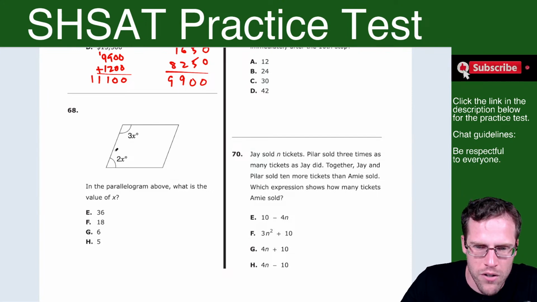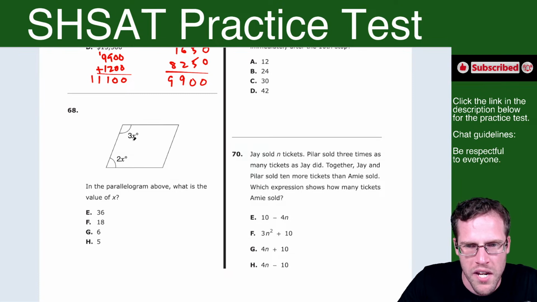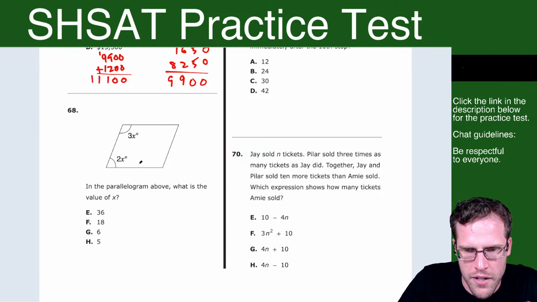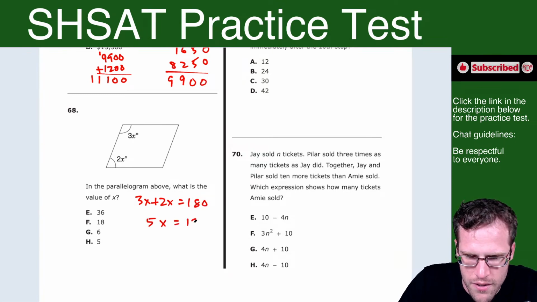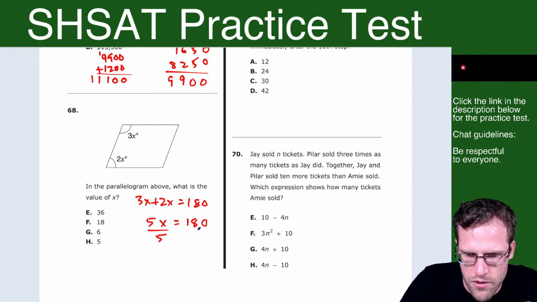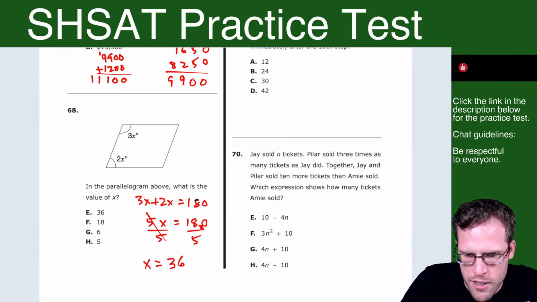So, just know, in a parallelogram, the consecutive angles add up to 180. Okay, so 3x plus 2x equals 180. This is just some textbook geometry here. It's a standardized test, and it's timed, so I'm moving quickly. 5 goes into 18 3 times with the remainder of 3, and then 36. The value of x is 36.